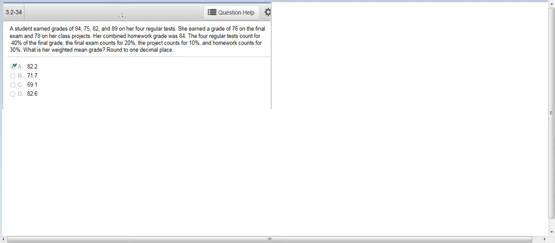So for this problem, what you need to do is look at it in groups. So we've got 4 tests. All right, so let's go down here and find the 4 tests. Count 40%. All right, now there's 2 ways to do this.